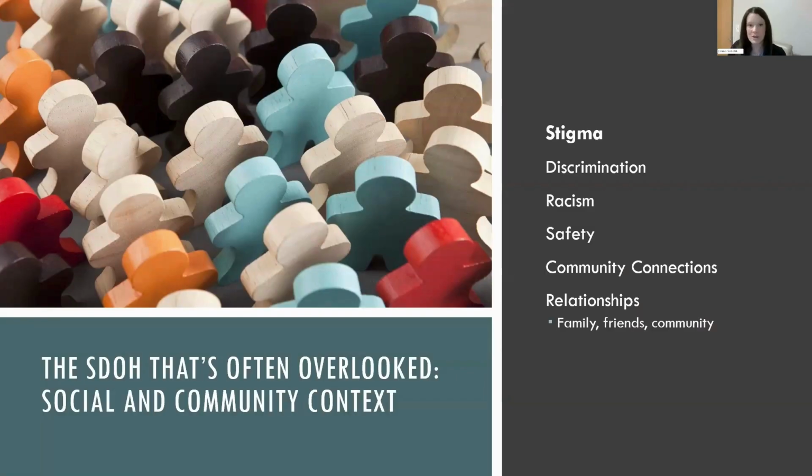So the social determinant of health that we often overlook is social and community context, right? So that includes things like stigma, discrimination, racism, safety, community connections, and then a person's relationships with their family, friends, community, maybe with their healthcare provider.